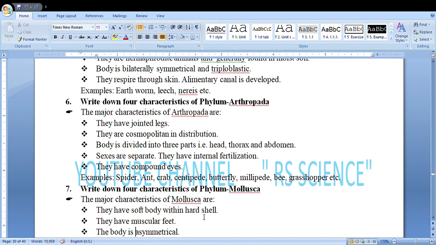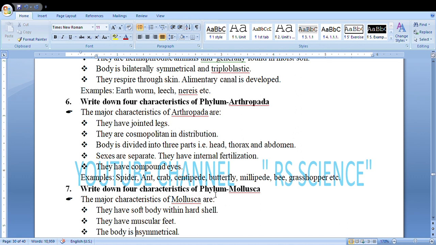Phylum Arthropoda. They have jointed legs. They are cosmopolitan in distribution. Cosmopolitan in distribution means they are found in air, water, land, everywhere. Body is divided into 3 parts: head, thorax, and abdomen. Thorax means chest region. Sexes are separate and they have internal fertilization. Internal fertilization means fusion of male and female gametes takes place inside the female body. They have compound eyes. Example: spider, ant, crab, etc.